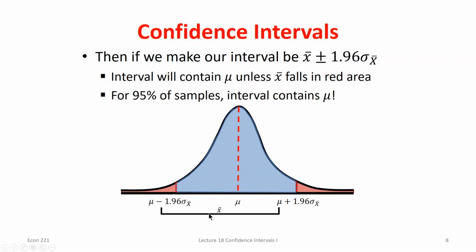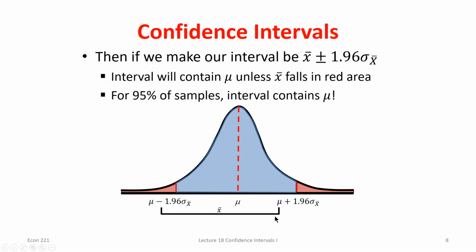If I take a sample and I find the sample mean to be right here, just a little bit below the population mean, and I then construct a confidence interval around that, I go 1.96 standard deviations above and below that sample mean. I treat it as though it is the population mean.